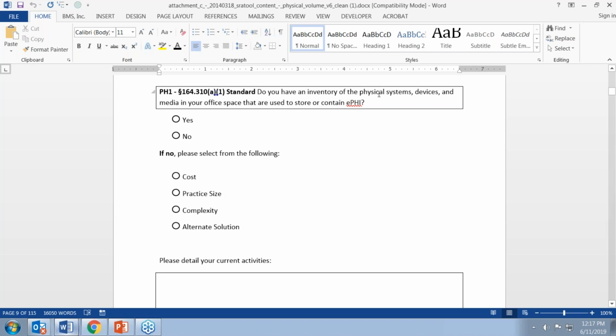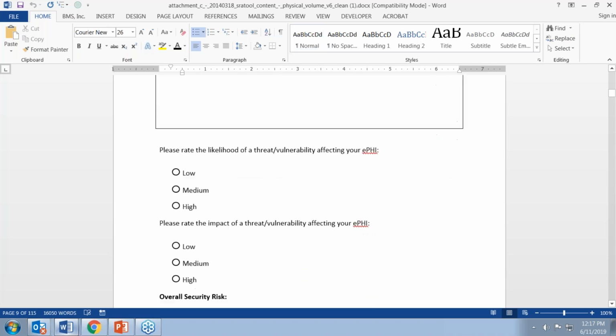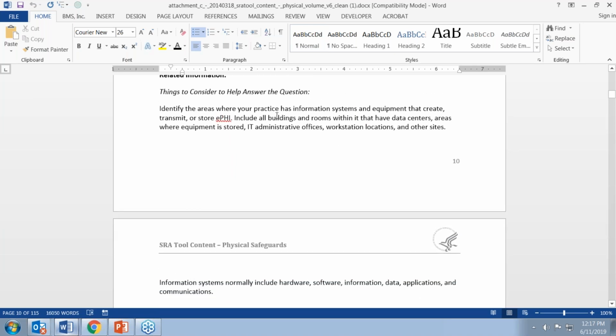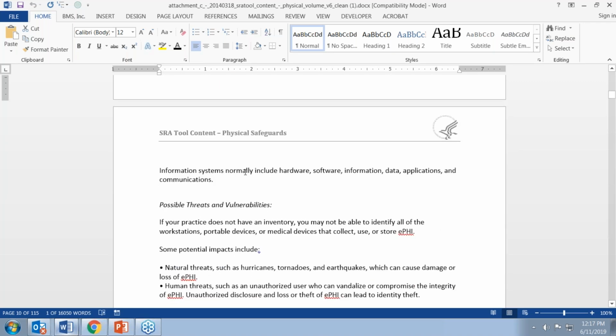So do you have an inventory of physical systems, devices, and media in your office space that are used to store and contain EPHI? No, we have not started tracking. So what are you going to tell us that we're doing wrong? So they're talking here about all buildings and rooms that have data centers, areas where equipment is stored. So now we're talking more about physical space than the actual hardware. IT administrative offices, workstation locations, and other sites. It also is going to include that duplicative component from the administrative guide of hardware, software, and information.